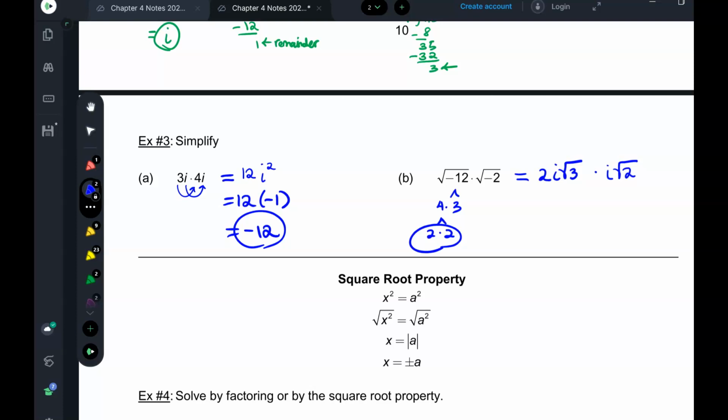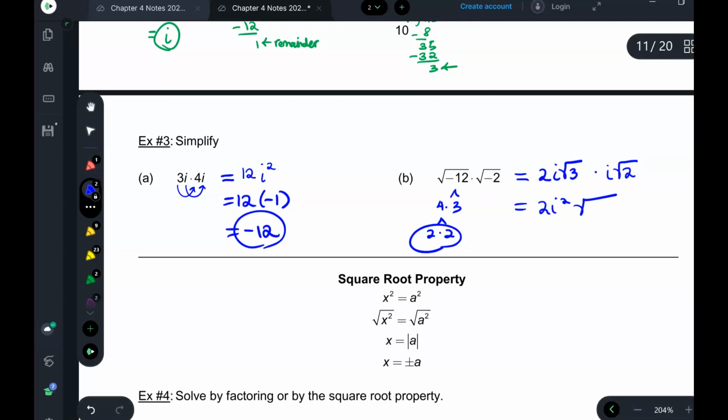Even numbers have i in it? No, even numbers have 1 or -1 in it. So should this one have an i in the answer? How many do I have? I have 2 of them. I have an even number, so I shouldn't have an i left over. What happens when I multiply these two? I get 2i squared, and square root of 3 times square root of 2 is square root of 6. I just don't want to leave the i squared. What would the square root of -6 be? Pull the i out in front, okay?